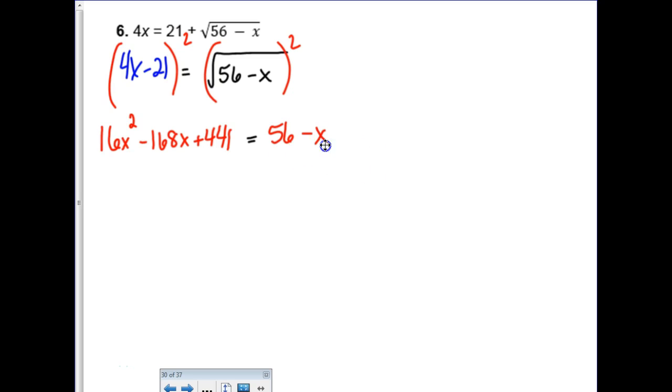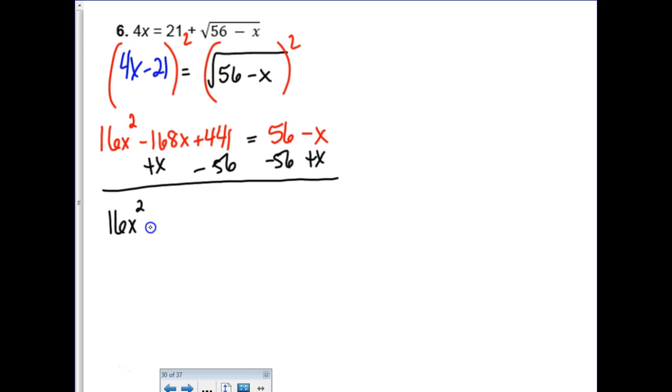Now it does have to be in standard form, so you're going to have to add the x over. You're going to have to subtract the 56. And don't screw this part up, because every time I do this, I screw this part up, and then I have the wrong coefficients, and then I get the wrong answer, and it's a hot mess. So you have 16x squared minus 167x minus 385.